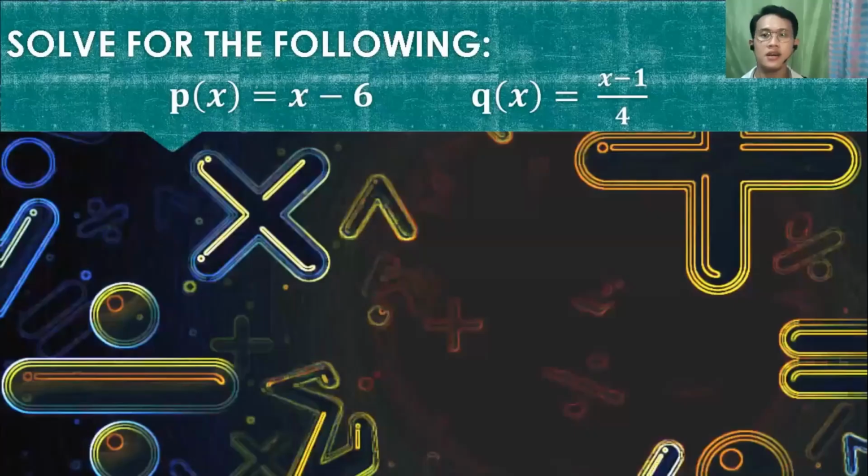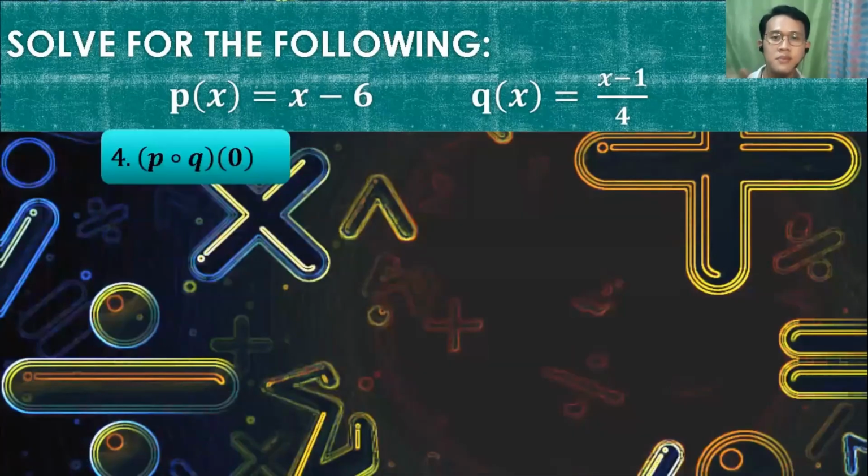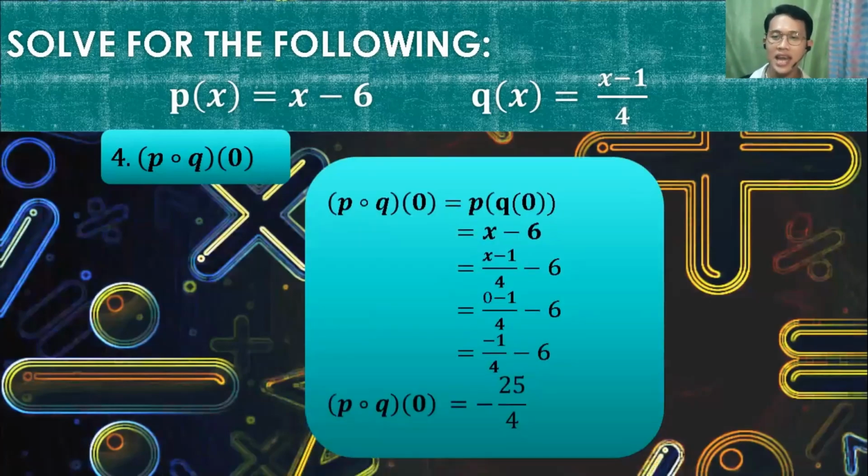So basically, we're done with this. Let's have another one. You do number 4, your p composition of q of 0. Pause the video first. I hope you have the same answer as me. So, therefore, our p composition of q of 0 is equal to negative 25 over 4.